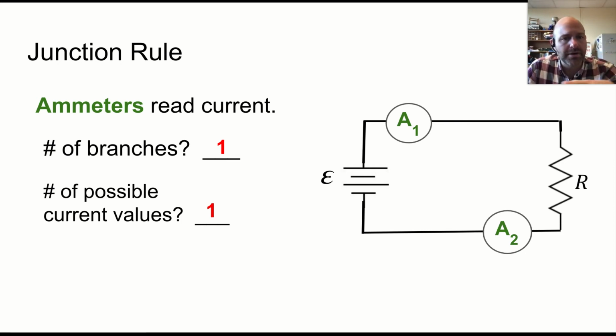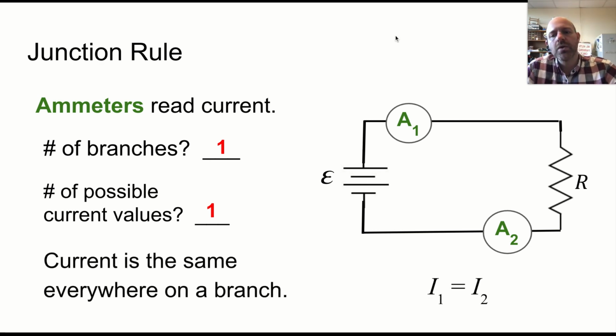You can't have more water flowing through A1 than A2 if those were pipes. Yes, the resistor gives it a complex path, but if a gallon of water goes in one side of that resistor, a gallon of water has to come out. A liter of water in one side, a liter of water out, if these were pipes. In the same way, if 1 coulomb of charge flows out of the battery, a coulomb of charge has to flow into the battery. There's nowhere else for it to go. So current is the same everywhere on a branch. That is the fundamental idea behind the junction rule. You can't create or destroy charge. It has to be there.